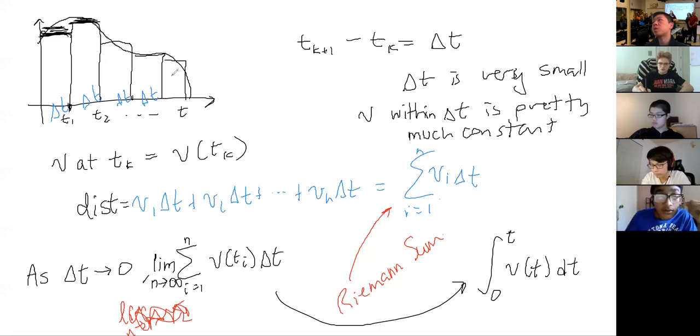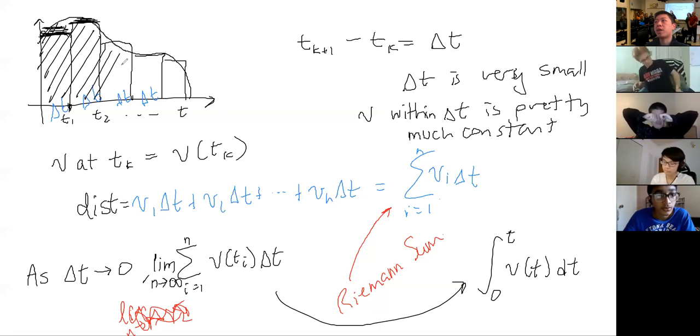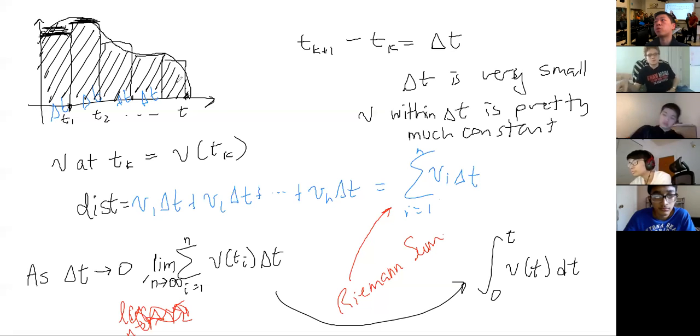The integral of v of t dt from 0 to our final t. And as the rectangles get smaller and smaller, and we partition this t into more parts, making each delta t smaller, we approach the area under this graph, the smooth area, not the rectangular bulky area.